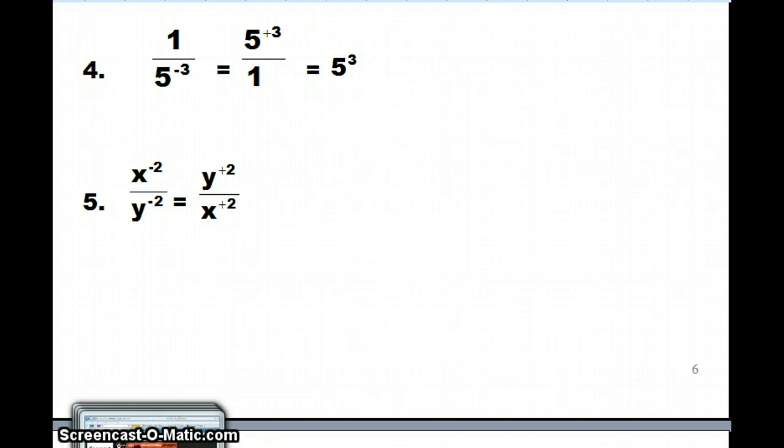On problem number 5, we look at this as two separate problems. We look at the variable x. X has a negative exponent. Because of that, we take it to the bottom and it becomes x to the second. We look at the y separately. It has a negative exponent also, so it's going to move to the opposite position too and become y to the second on top and x to the second on the bottom.